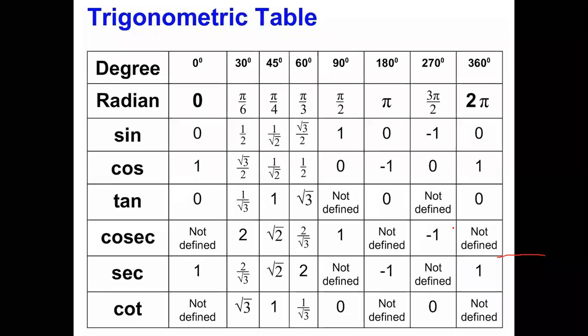You should know the values every time. I had told you a trick also, right? Hope you remember the trick. What was the trick? If you have 0, 30, 45, 60, 90 degrees, and then sine, what was the trick to find the values?